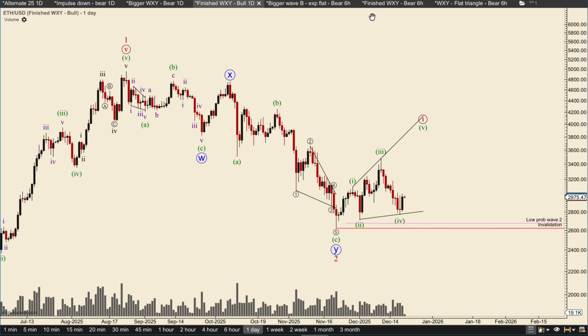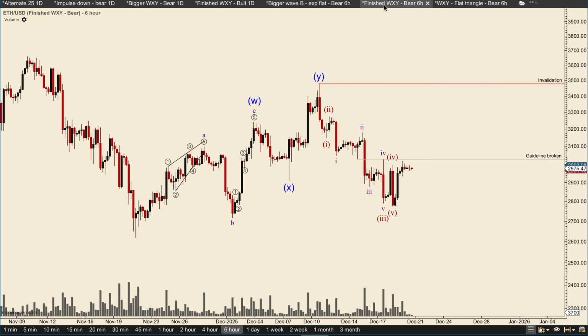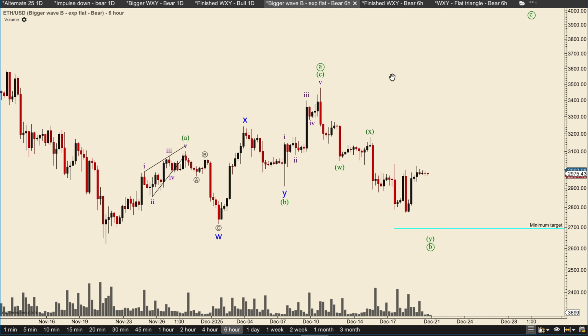So yeah, being in the middle of a correction like this, a lot of counts are possible, and you need to be flexible and update your counts as soon as new information arrives. But as I mentioned, the probabilities are higher sooner or later to take out this low, as it is right now in the counts.